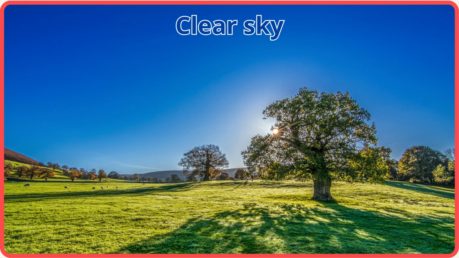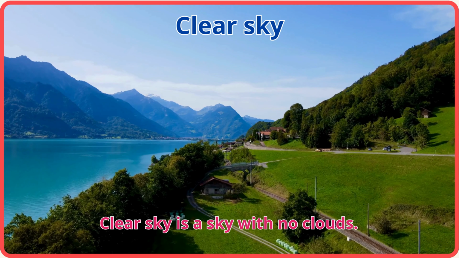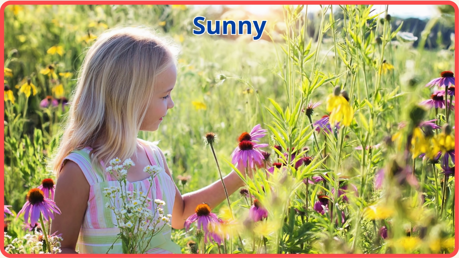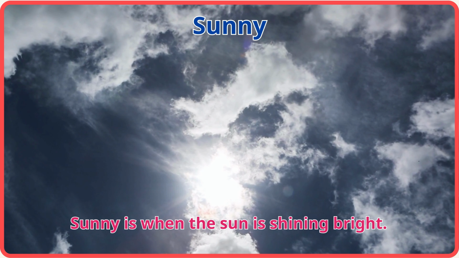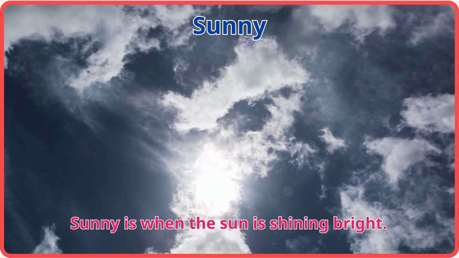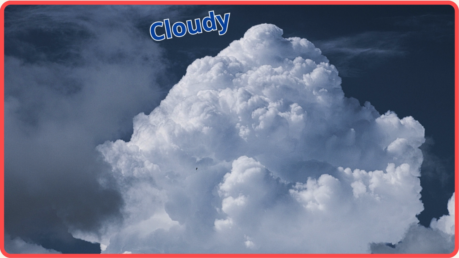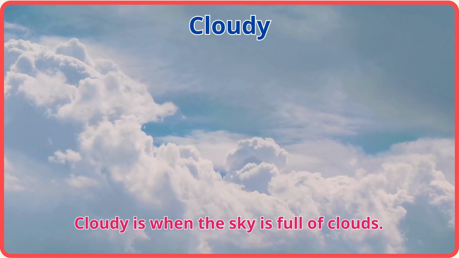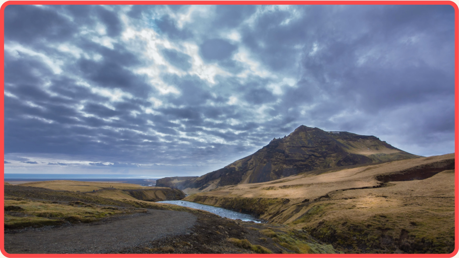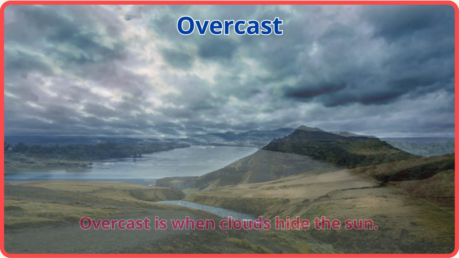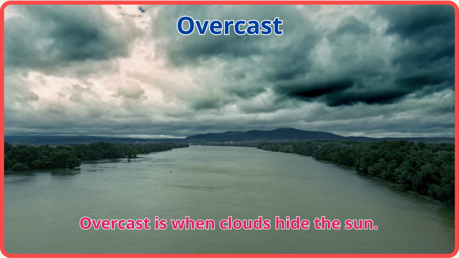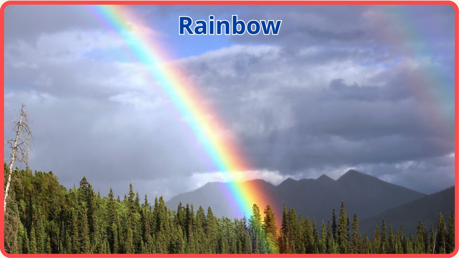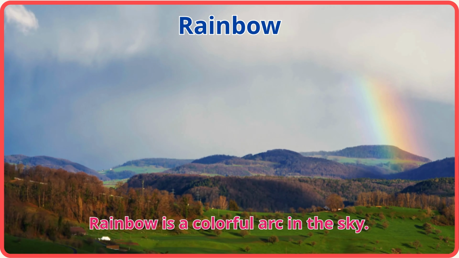Clear sky. Clear sky is a sky with no clouds. Sunny. Sunny is when the sun is shining bright. Cloudy. Cloudy is when the sky is full of clouds. Overcast. Overcast is when clouds hide the sun. Rainbow. Rainbow is a colorful arc in the sky.